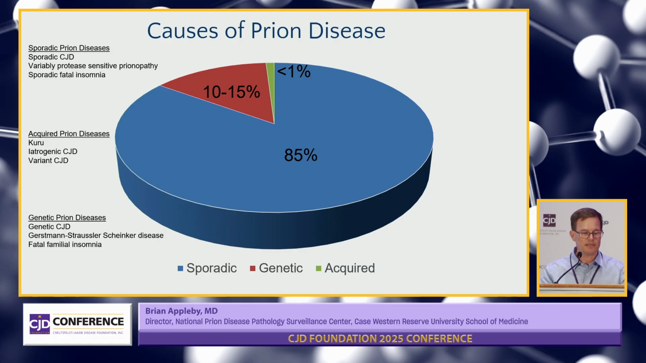Iatrogenic CJD is medically transmitted CJD through very specific medical procedures, usually reusing material from a cadaver, a person who passed from CJD or had infection of CJD that then was reused in a healthy individual, and that's how the disease was transmitted. And then variant CJD, which is what we call CJD in a human due to eating meat contaminated with bovine spongiform encephalopathy or mad cow disease. Again, fortunately, these are by far the least common.